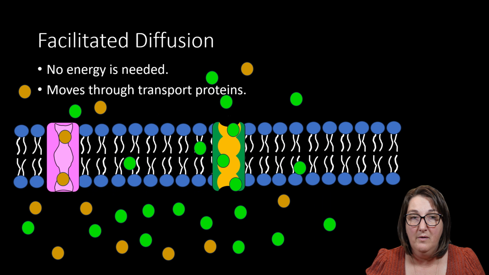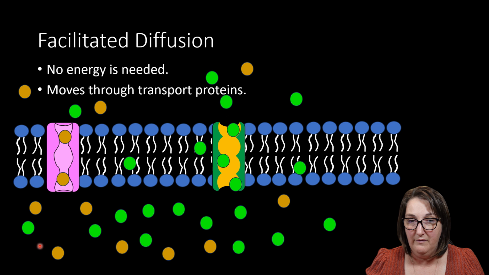Facilitated diffusion, no energy is needed. It's going to move through transport proteins. Again, these are proteins that are embedded in the plasma membrane. So my membrane here, my phospholipid bilayer, has these proteins inside, and molecules are going to move through again from a high concentration to a low concentration.